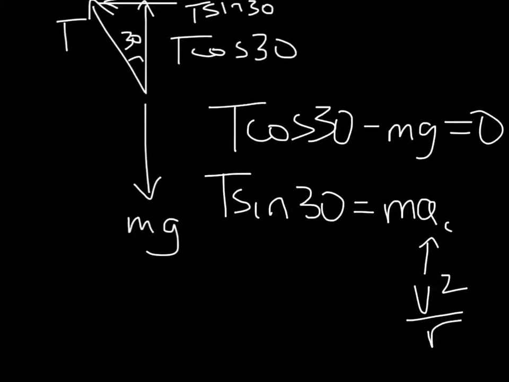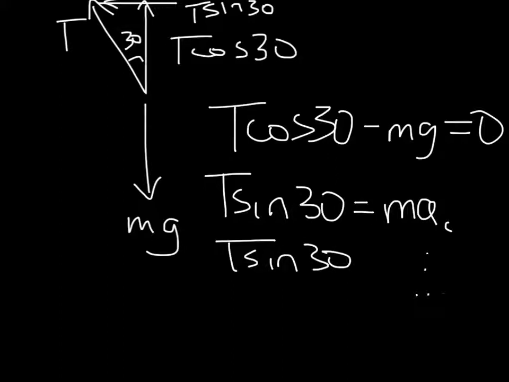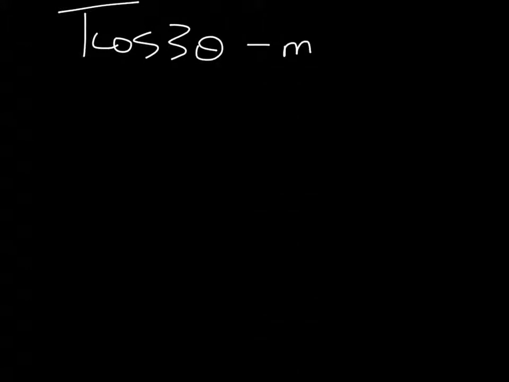That gives us a final equation of T sine of 30 equals mv squared over r. Now we need to solve this here. Okay, 0 equals 0. You can solve for T right away.